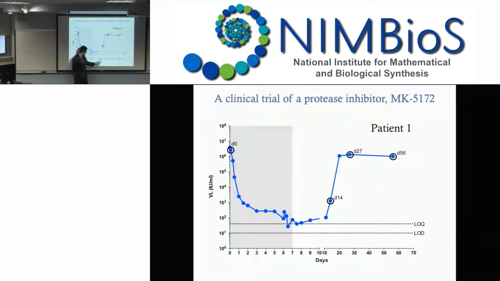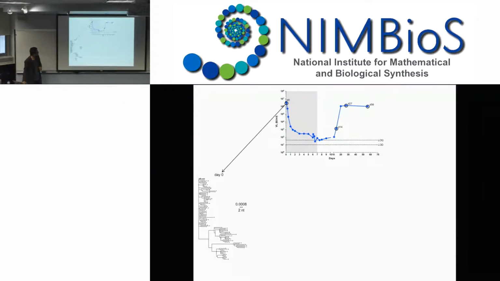There's a change of time scale here. So this is 0 to 10, this is 10 to 70. So the viral load is not surprising, but they did something more, where they sequenced the viral samples from multiple time points. The circles here denote the time points they did viral sequencing of the clinical samples. And the sequencing reveals something surprising, which we didn't expect.